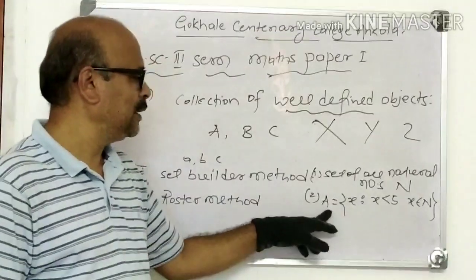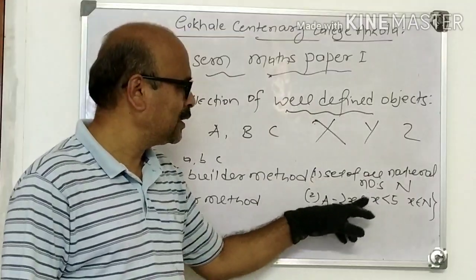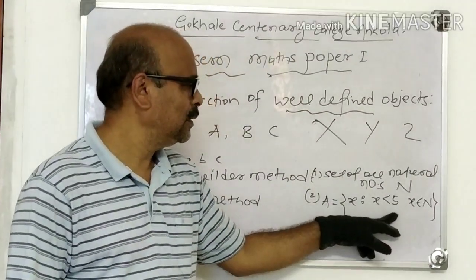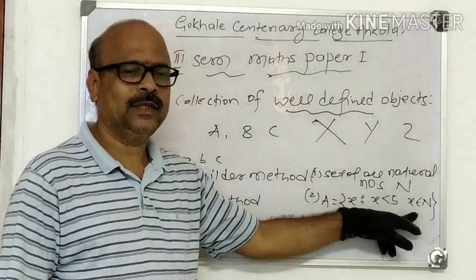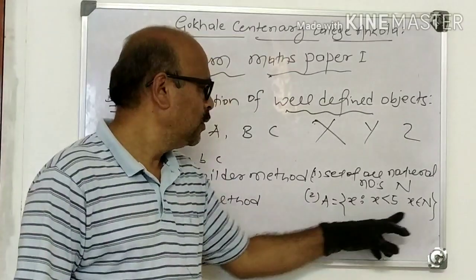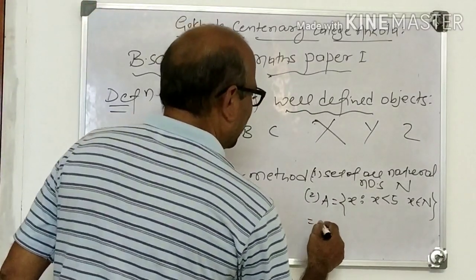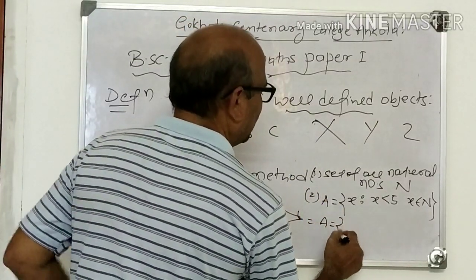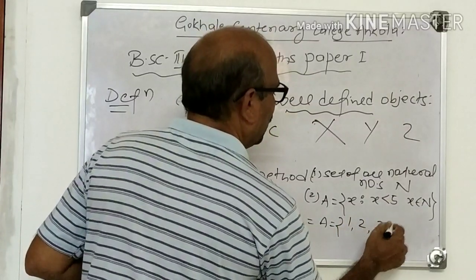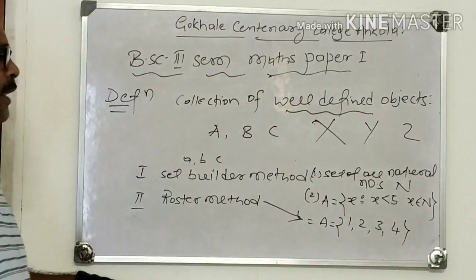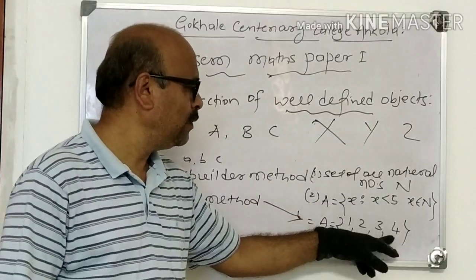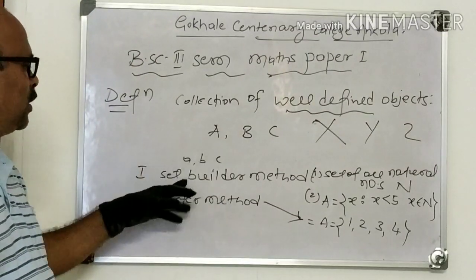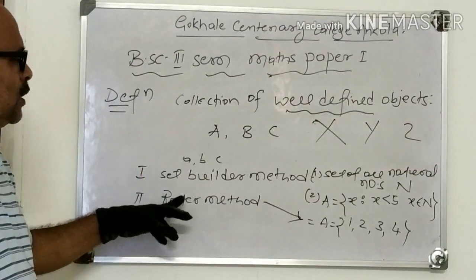Here how have we defined this set? Capital A is the set of all x such that x is less than 5, x belongs to N. Here the property is that it must be less than 5 and it is a natural number. So, what are the elements of this set? In the roster method, the same set can be written as A equals {1, 2, 3, 4}, because natural numbers start from 1, and less than 5 means up to 4. So these are the two different methods to represent a set: one is the set builder method, the second one is the roster method.